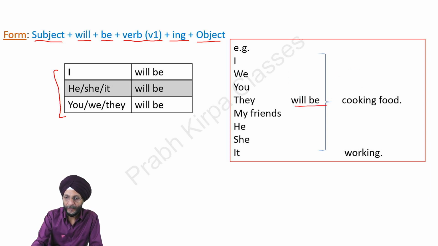I will be cooking food. I will be working there. My friends will be cooking food. In all cases, we are using will be, then first form of the verb plus ing, and then comes the object.